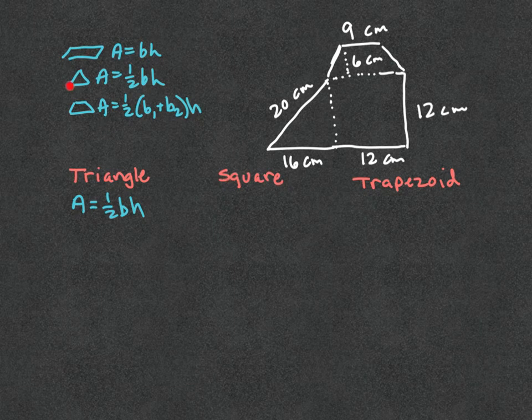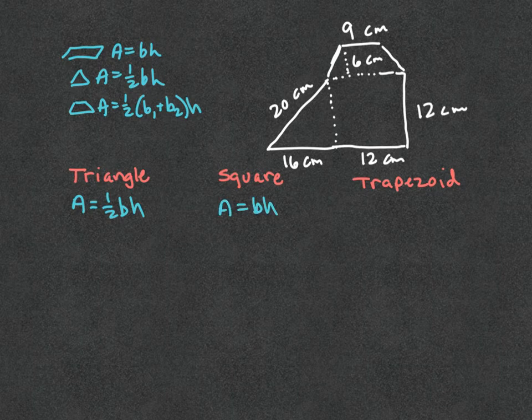The square, I don't have one for a square, but remember squares are just a version of a parallelogram. They have two opposing parallel sides. So I'm just going to use the formula for a parallelogram. Area equals base times height.